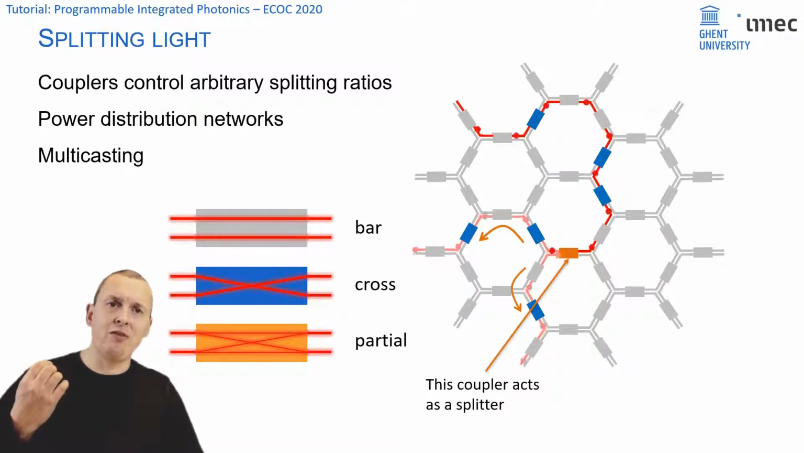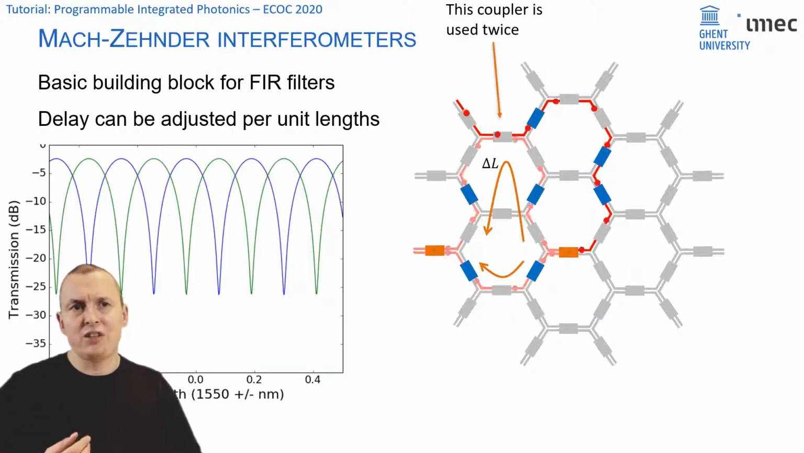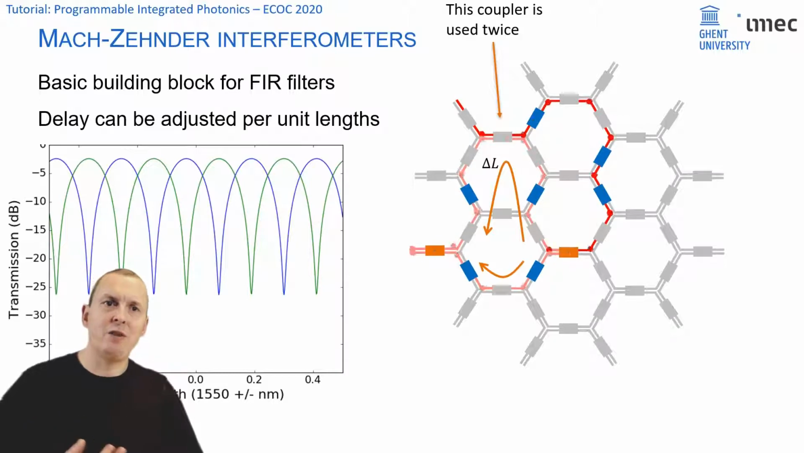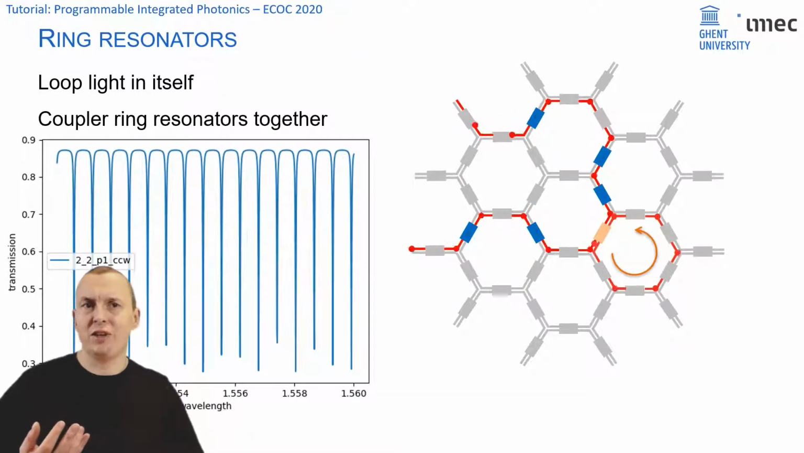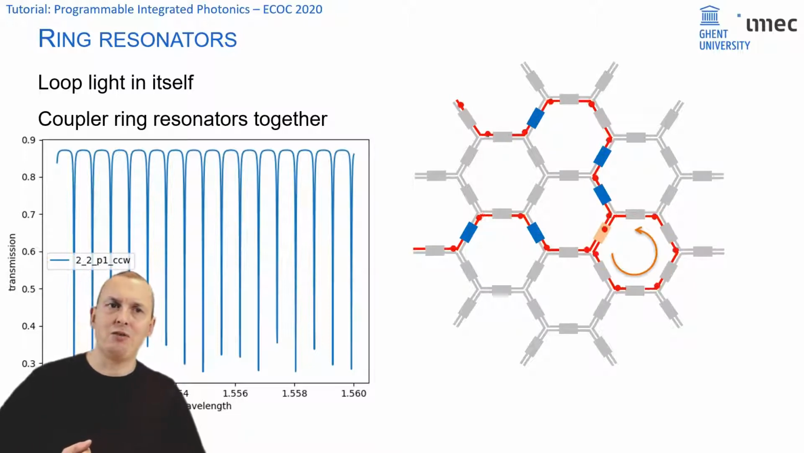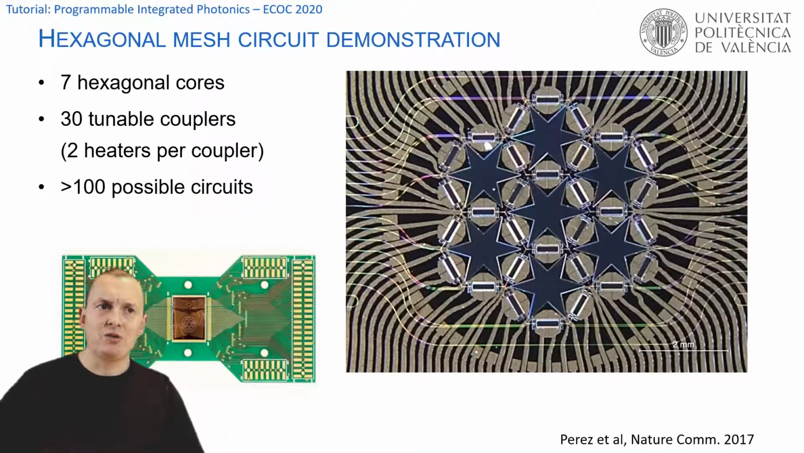And if you take two of these split beams and combine them again, because everything is coherent, you get an interferometer. And unlike the forward-only meshes, the recirculating meshes make it very easy to implement a delay line. So you can build filter circuits like a Mach-Zehnder interferometer or even a ring resonator by routing your light into loops. So this is quite flexible. You can do routing, you can do filtering, you can do power distribution.